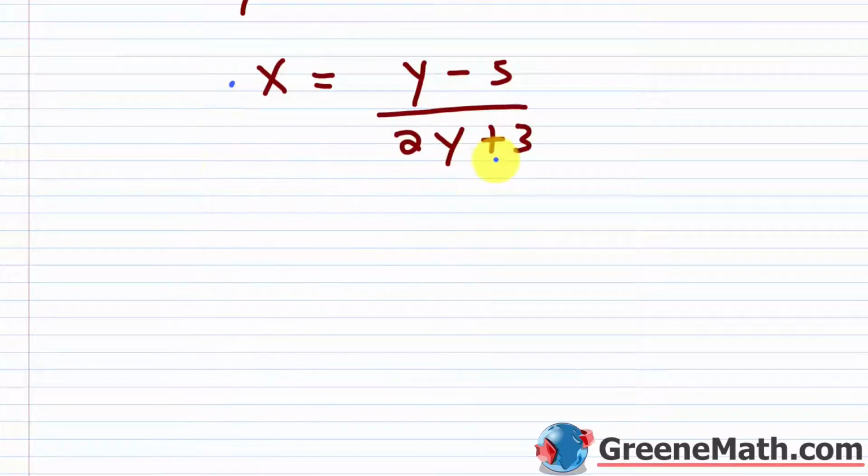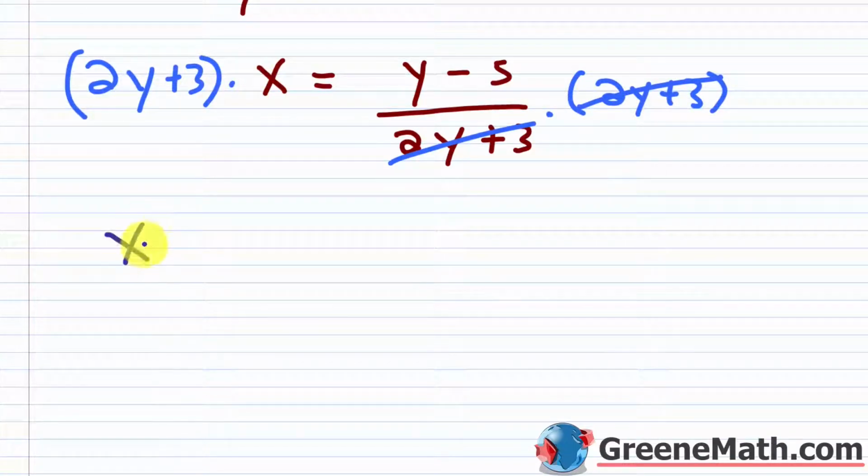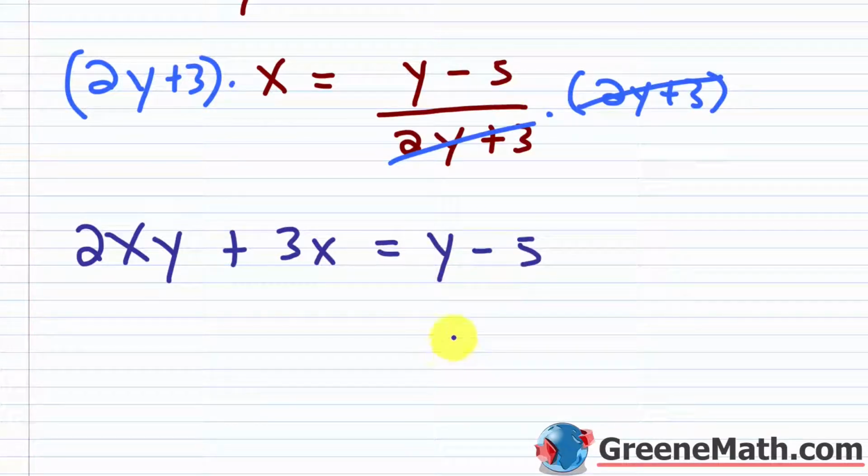So what I'm going to do is multiply by this denominator, 2y plus 3, and multiply by the denominator over here, so it's going to cancel from here. What I'm going to have is 2y plus 3 times x, which is x times 2y, so 2xy, plus x times 3 is 3x. And this equals my y minus 5. So I've got a y here and a y here, so I've got to get all those terms to the left. Everything else is going to go to the right.